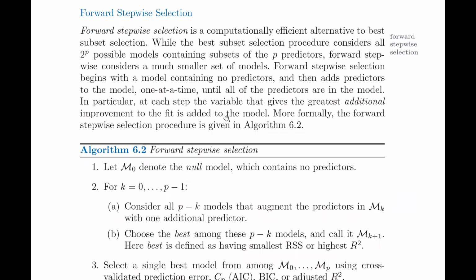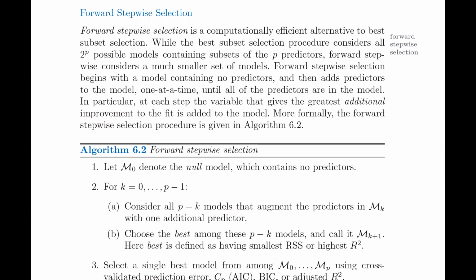So instead, and this is where we had arrived last time, we have forward stepwise selection. And let's see if we can make more sense of it today. Forward stepwise selection is a computationally efficient alternative to best subset selection.